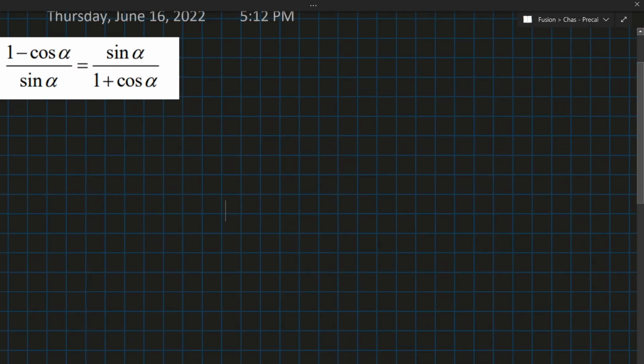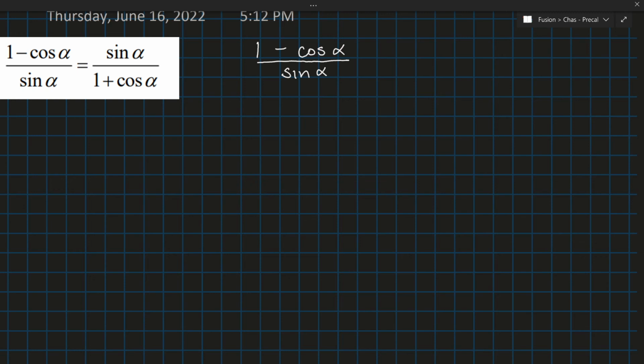Okay. In fact, I kept writing equals secant, but we can just ignore the right side for now and just write out the left side. That way we don't have to write it every single line. So what would your first step be, you think? First step is going to be changing that to 1 over sine and minus cosine over sine. 1 over sine alpha minus cosine alpha over sine alpha.